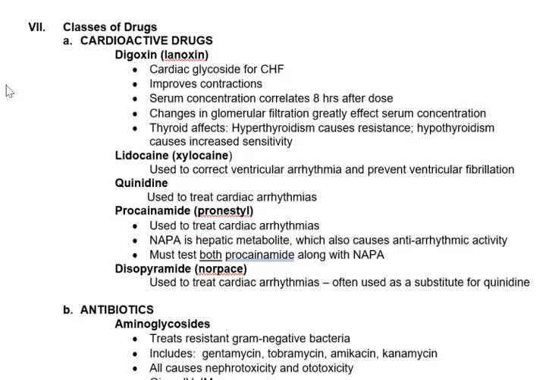Quinidine is used to treat cardiac arrhythmias. Procainamide is used to treat cardiac arrhythmias. NAPA, which is another form of procainamide, is a hepatic metabolite which is also used for antiarrhythmic activity. So we must test for both procainamide along with NAPA. The last one in the cardiac category is disopyramide, which is also used to treat cardiac arrhythmia. It is often used to substitute for quinidine.